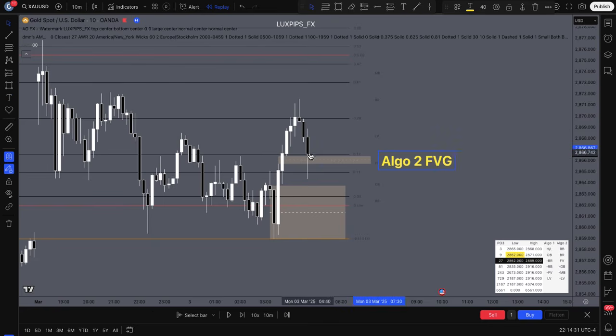So let's say you entered right here, right? The FEG has been tested. This little breaker area right here of this order block has been tested.